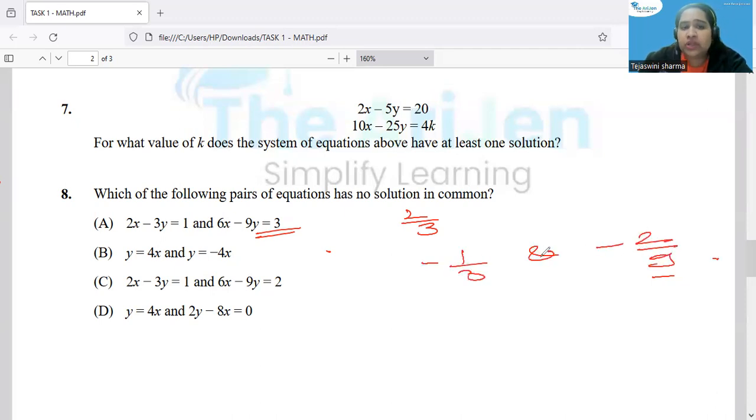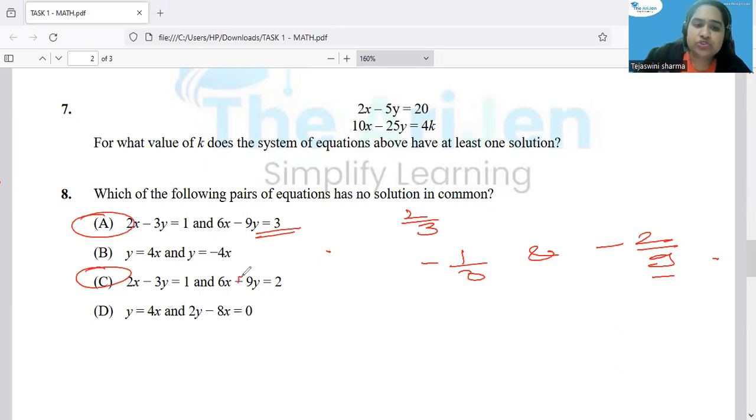So which of the following pairs of equations has no solution in common? That can be only two, which is given. I write it here. So the solution 1 and C, you can see they are similar here.